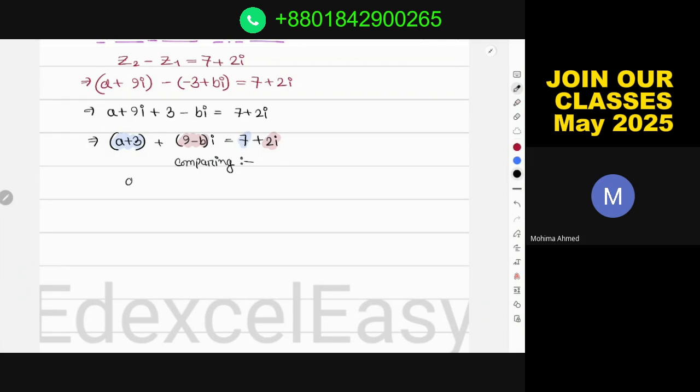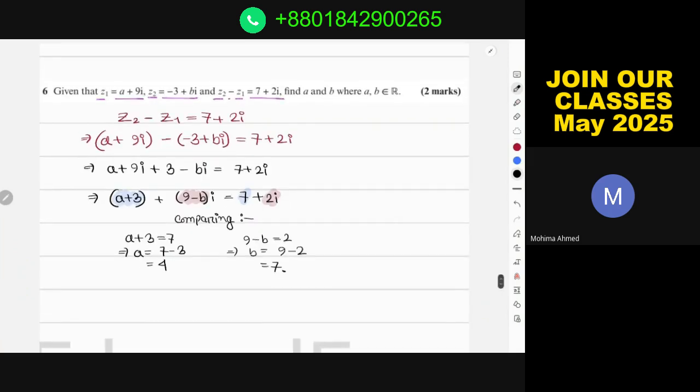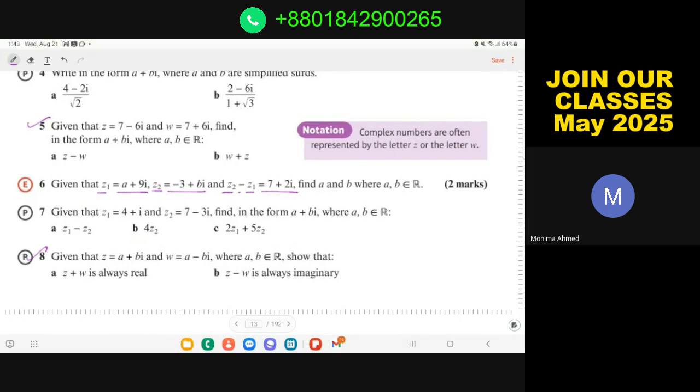We will write a plus 3 equals 7, which gives you a equals 7 minus 3, that's 4. And then again, 9 minus b is 2, which turns out to be b equals 9 minus 2, is again 7. Right? So this is how you can compare and find out the values of your unknowns. Any problems so far? No, teacher. Okay, then we will move on to question 8.